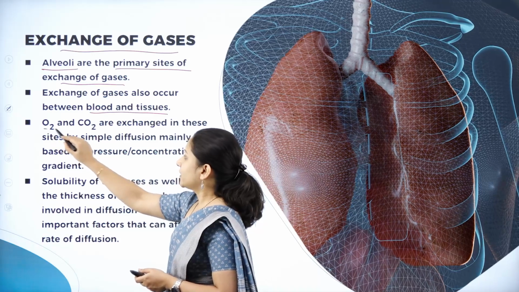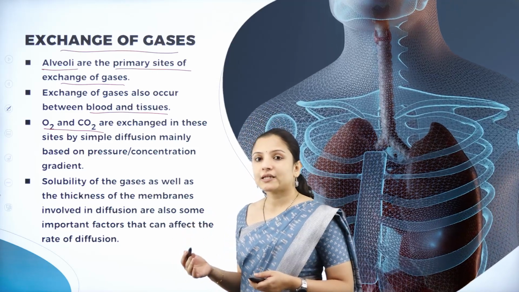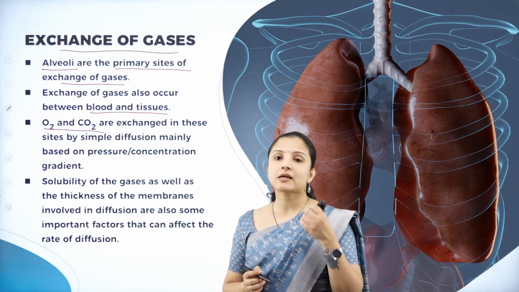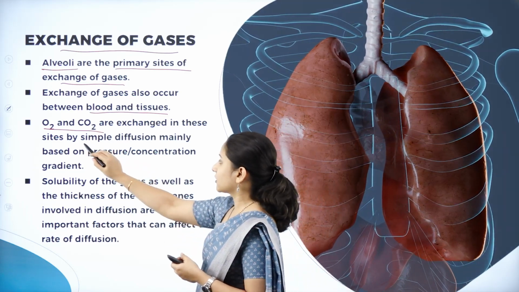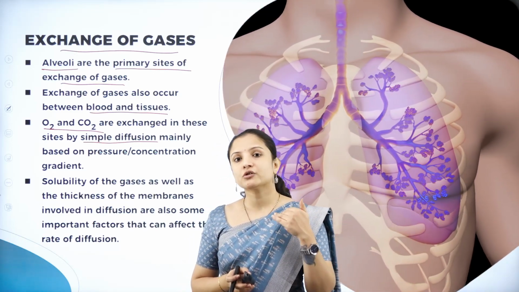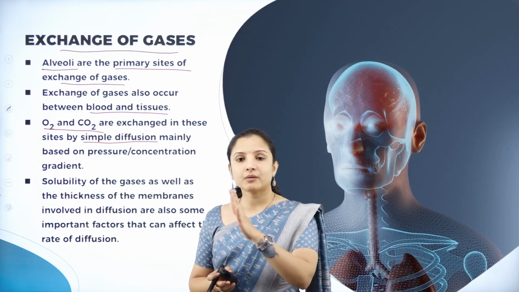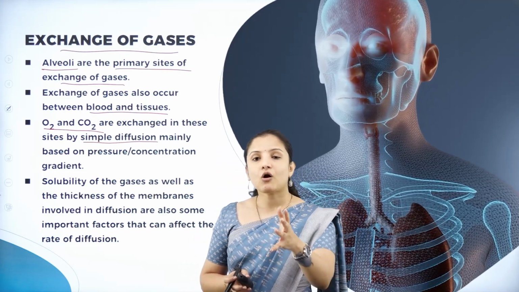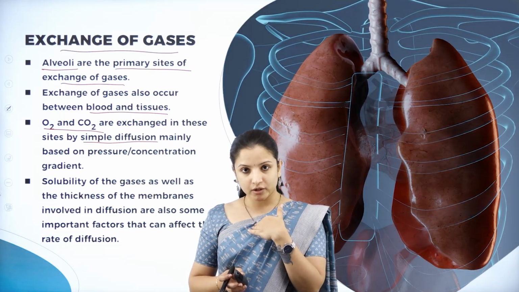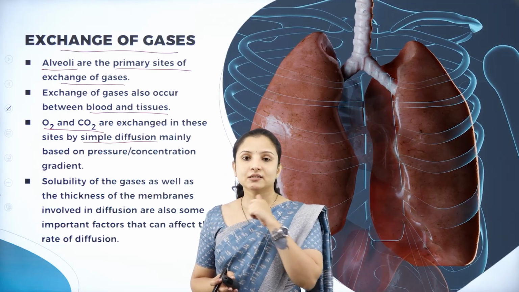Oxygen and carbon dioxide. So far I have been saying exchange of gases, and those gases are nothing but oxygen and carbon dioxide. So how are they exchanged? They are exchanged by simple diffusion. What is diffusion? The movement of molecules from a region of higher concentration to a region of lower concentration, right? Talking about the alveoli and the body tissues, in the alveoli oxygen is more because we have breathed in. So the oxygen molecules move from a region of higher concentration. Where is the concentration low? It is in the tissues, right?